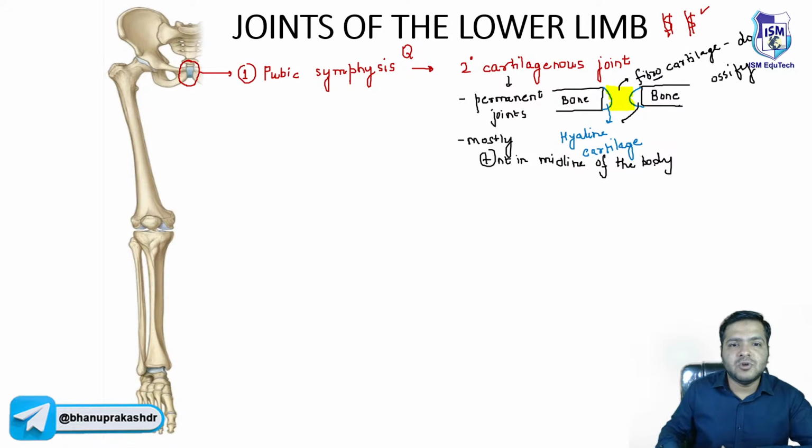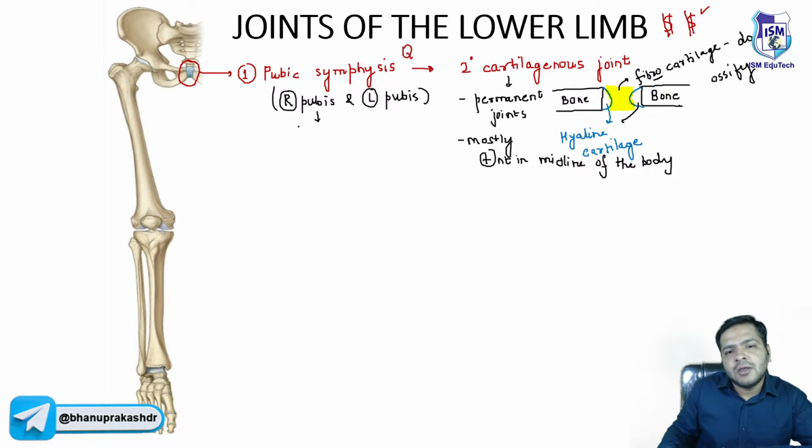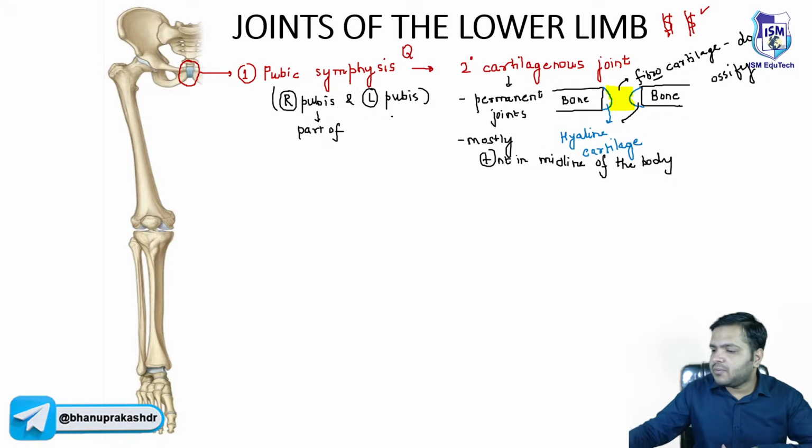So one is this pubic symphysis, that is formed by the right pubis and left pubis. And pubis, you already know, it is part of hip bone.